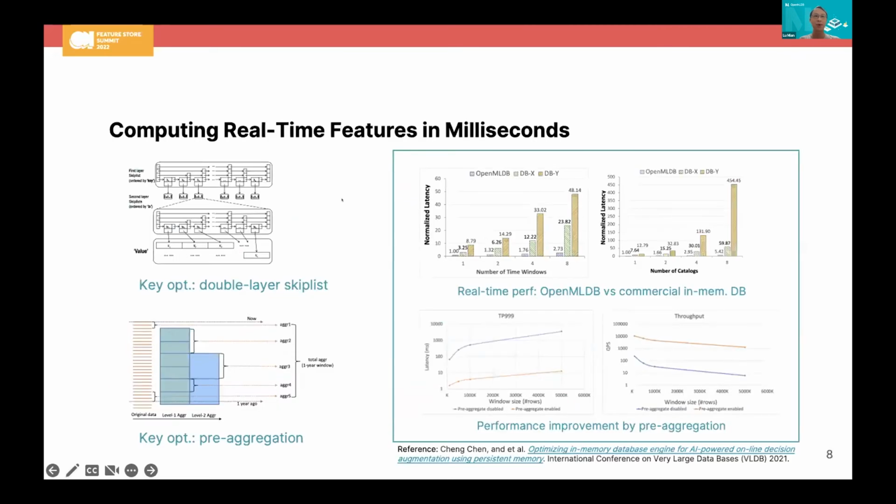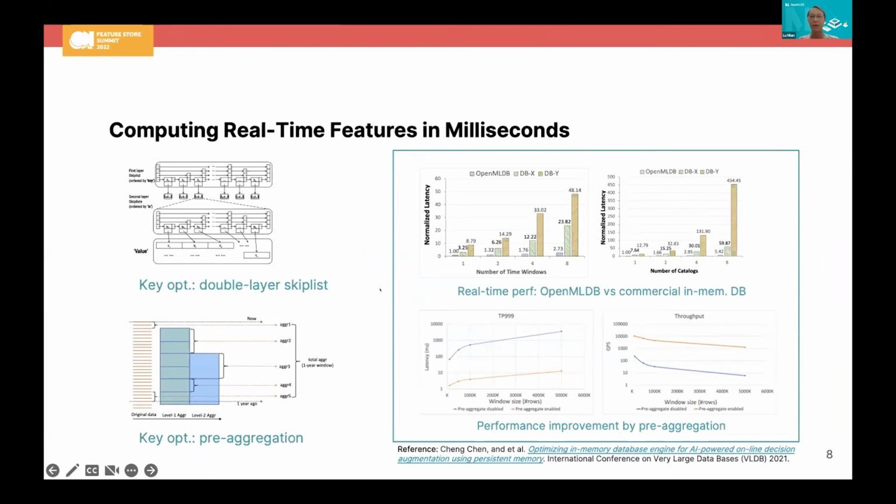The second thing, which is very important, is that we can deliver real-time features in milliseconds. We built this real-time engine from scratch. We have 2 key optimization techniques. The first one is an in-memory double-layer skip list. This data structure is optimized for time series data and the feature engineering workload. And the second is some pre-aggregation techniques. That is, if your time window is very large, we can do pre-aggregation to speed up your performance.